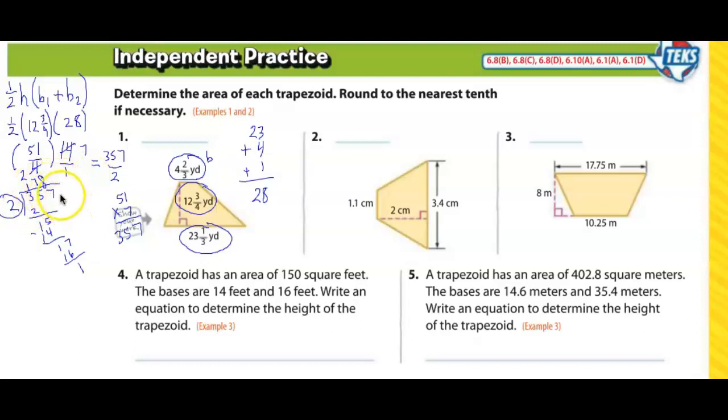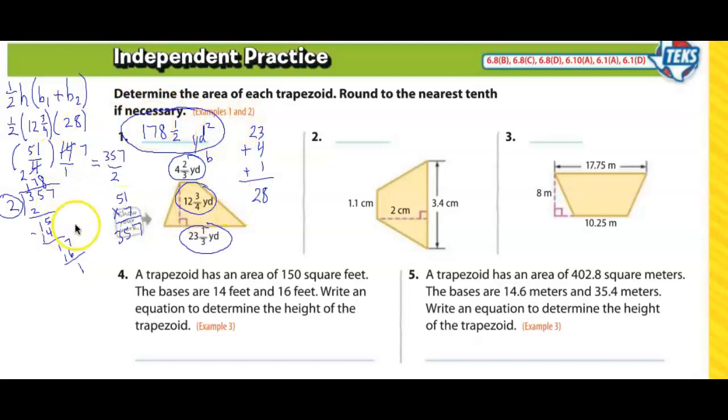And I know this is not a whole lot of space here, so I'm going to rewrite this over here. 178 remainder 1 divided by 2. So 178 and 1/2 yards squared. And I'm going to circle this because this is my answer.